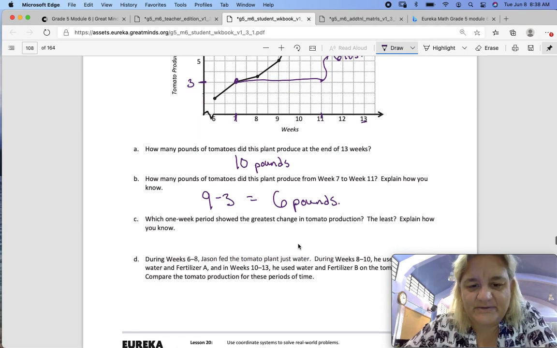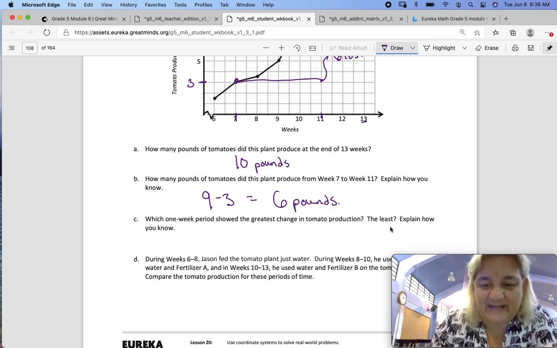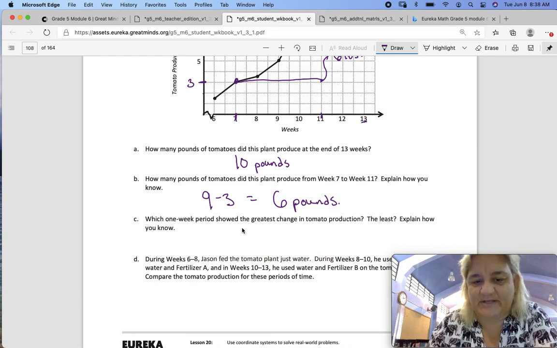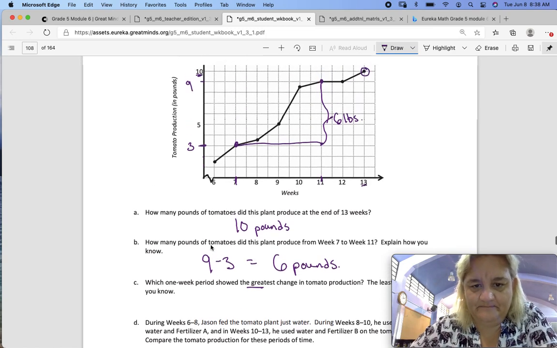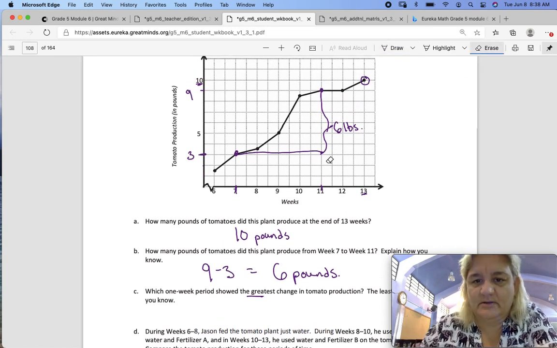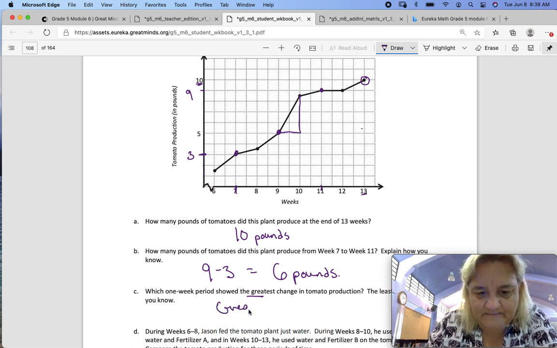Which 1 week period showed the greatest change in tomato production? The greatest and the least, and explain how you know. When it just says the least, it's asking you the same question, but instead of the greatest, it means the least. So the greatest change in plant production, where's the biggest change? From here to here, from here to here. Oh, from here to here, that is the biggest jump right there. That's the big jump from week 9 to week 10. So the greatest change was week 9.